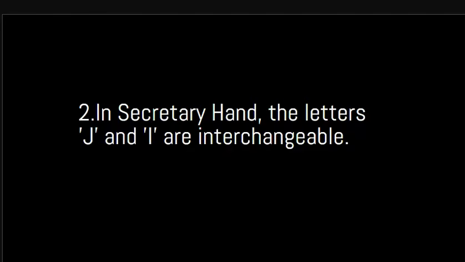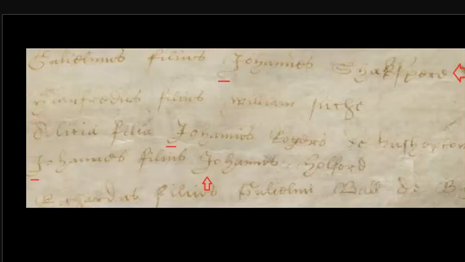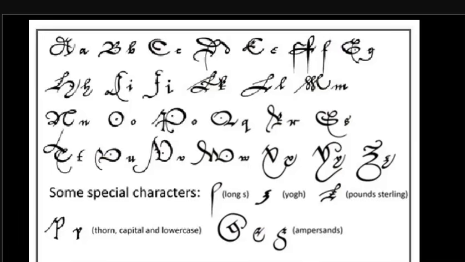2. In secretary hand, the letters J and I are interchangeable. This you can see when William was baptized. His father, Johannes Shakespeare, and here's another Johannes. In the secretary hand, this is an H, this is an I, this is a J, so they have an I and a J.